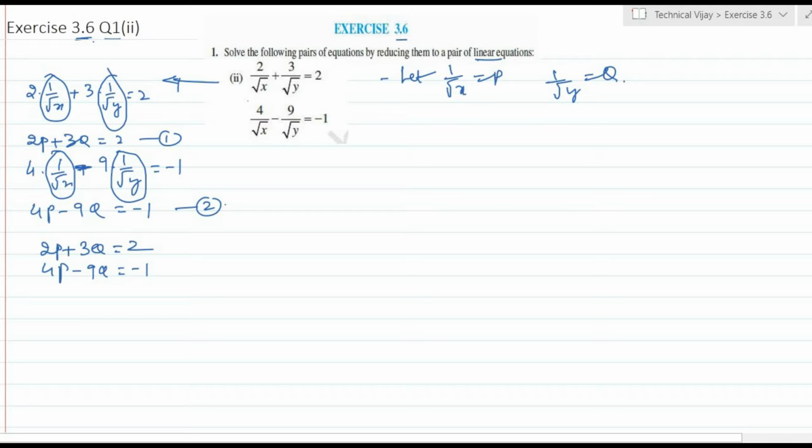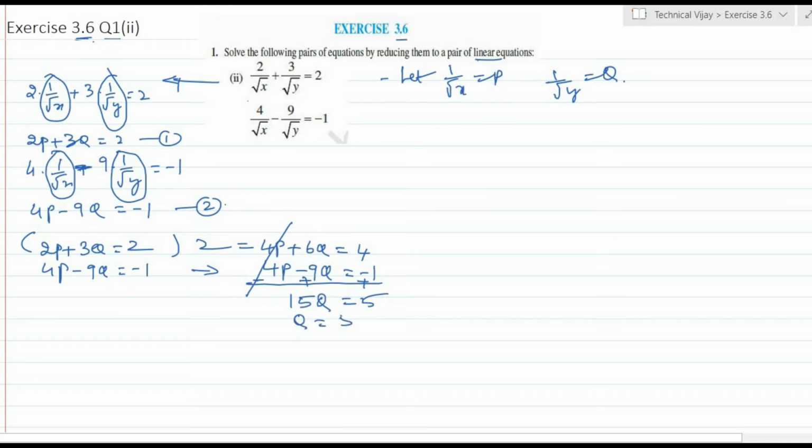By observing these two equations, we will make any one of the coefficients of the variable equal, so that we can use elimination method. So this equation can be multiplied with 2, so that this will become 4 and this is 4. So this equation will be 4p plus 6q is equal to 4. And this equation I will write as it is, 4p minus 9q is equal to minus 1. So here we will subtract. So this is minus, this is plus, and this is also plus. So 4p minus 4p cancel, 6q plus 9q, so 15q is equal to 4 plus 1, 5.